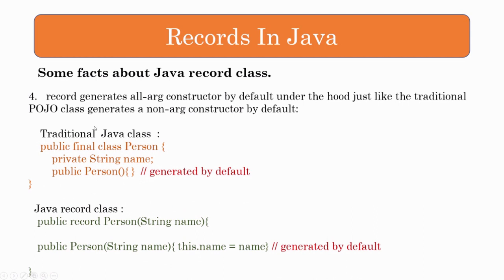So here we have, again, record generates an all-arg constructor by default under the hood, just like the traditional Peugeot class generates a no-arg constructor. Now, if you remember, when we create a traditional Peugeot class, the JVM automatically generates a no-arg constructor for us, an empty constructor, right? But in record, the JVM will automatically generate an all-arg constructor, a constructor that contains all the attributes we have in the record, generated for us under the hood. So we don't need to generate them explicitly, right?